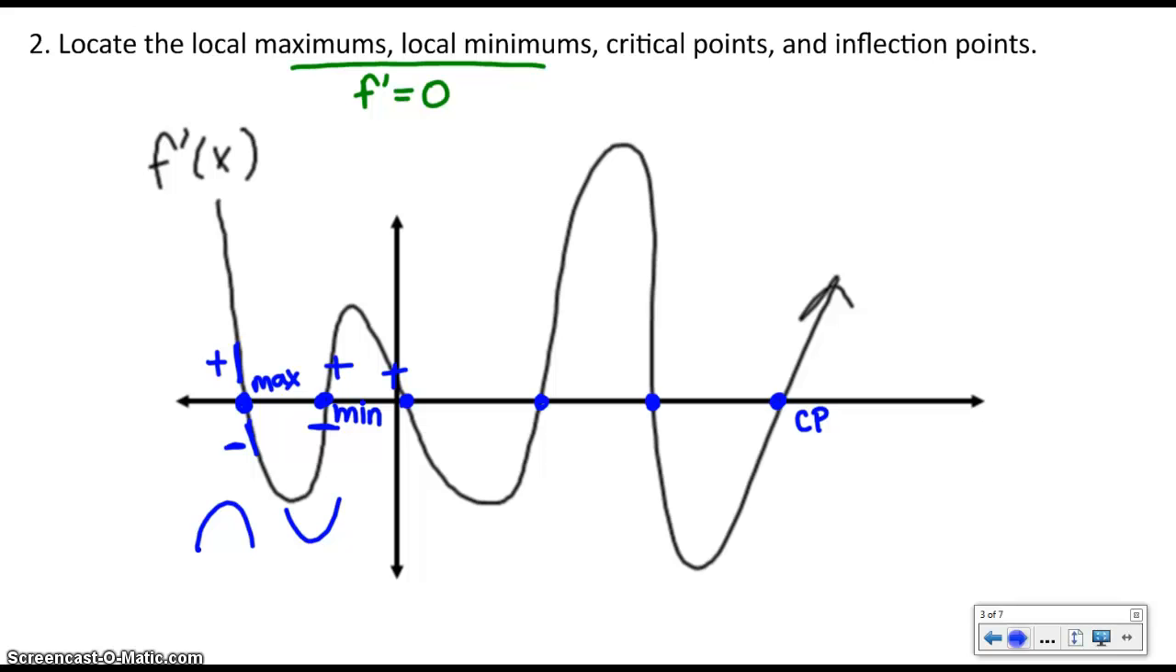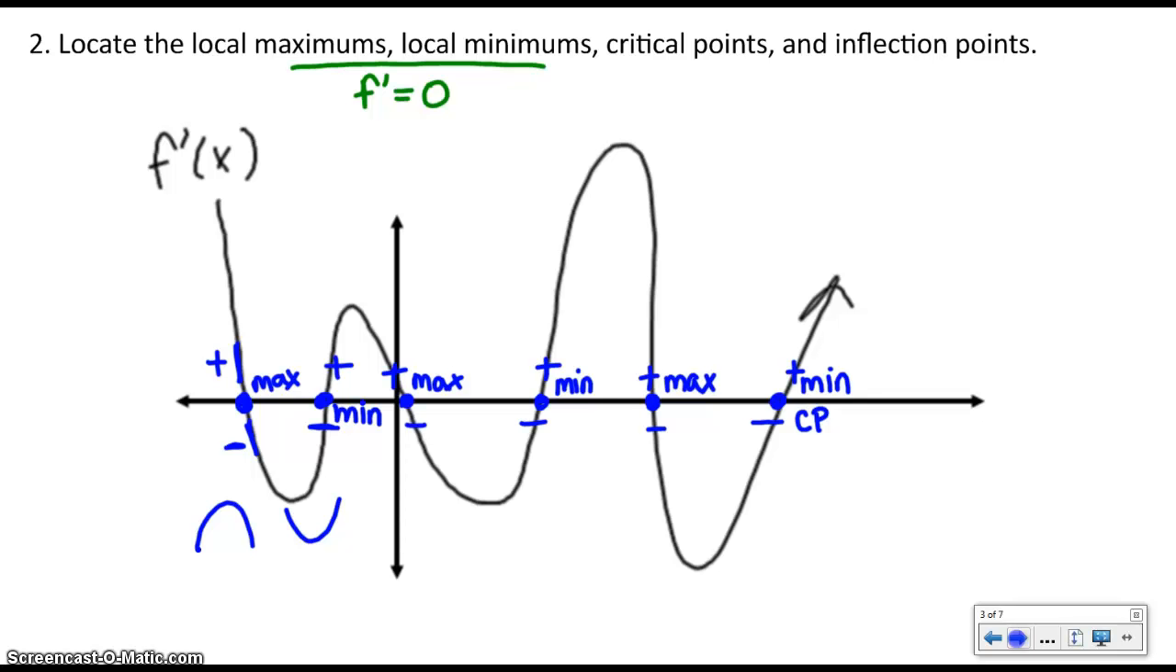This graph switches from positive to negative, so that's another maximum. This point switches from negative to positive, so that's another minimum. This one switches from positive to negative, so that's a maximum. And the last one switches from negative to positive, so the last one is also a minimum. So you can use the sign of the graph to determine max and mins.